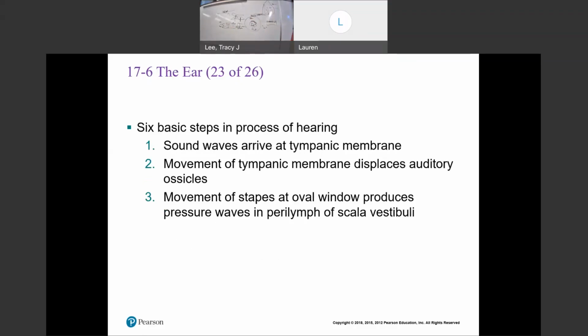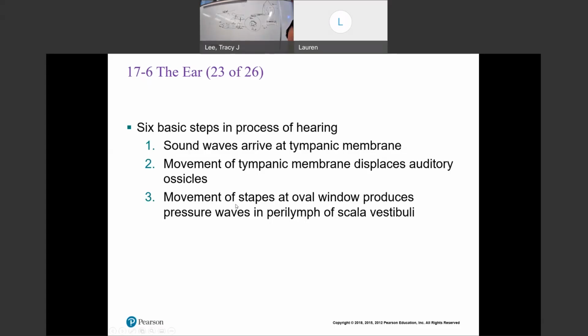All right, so six basic steps of processing. We've already talked about this, but we'll just look at it. Sound wave arrives at the tympanic membrane. What's our tympanic membrane? Eardrum. Boom, boom, boom. We're wiggling our eardrum. What's that going to do? It's going to move the first ossicle. What's the first ossicle? Yeah, malleus. It's a hammer. What's the hammer hit? The anvil, which is the incus, which wiggles the stirrup, which is the stapes.